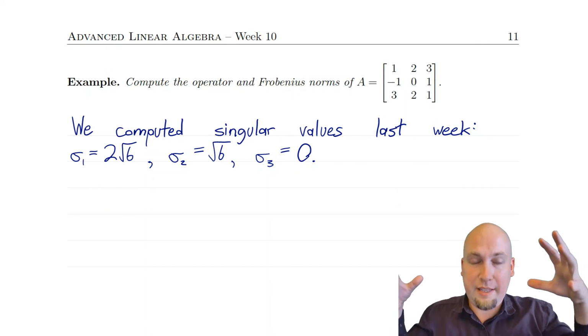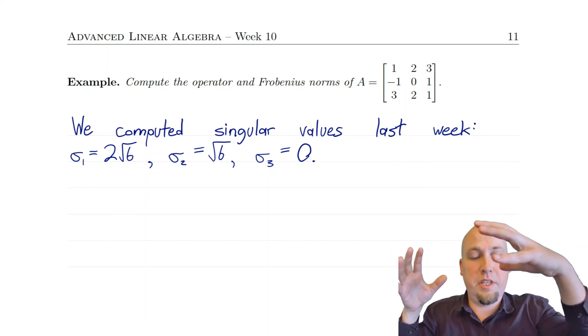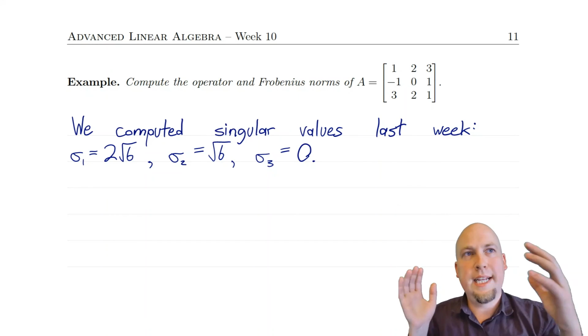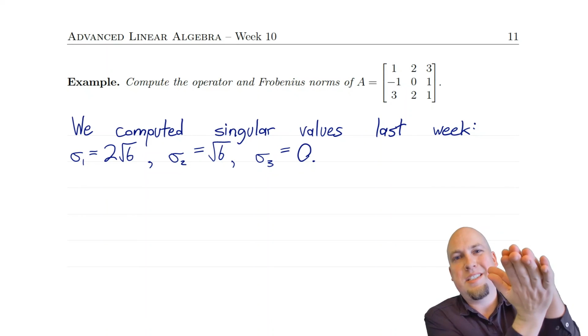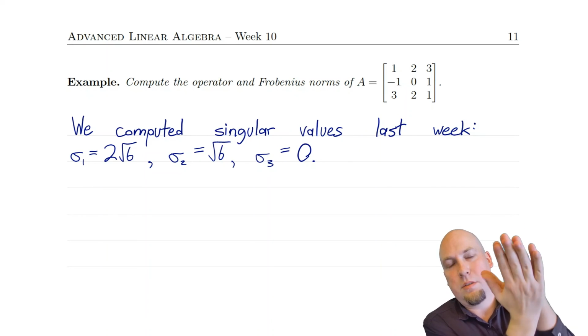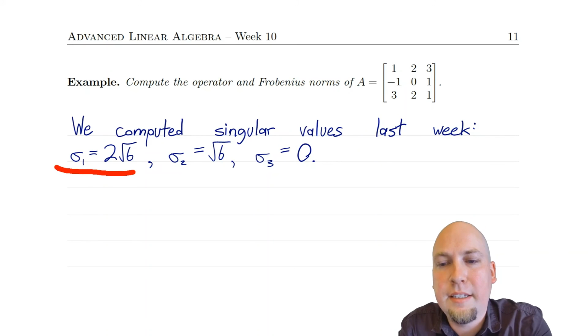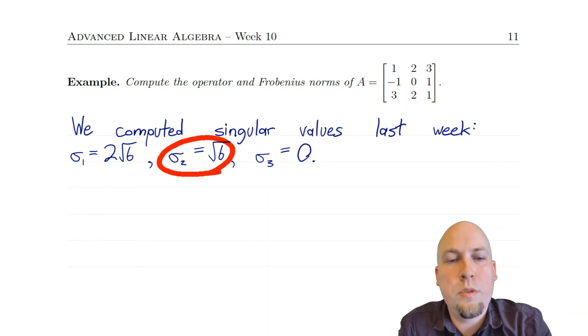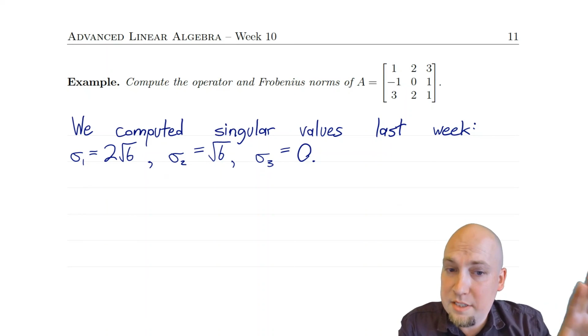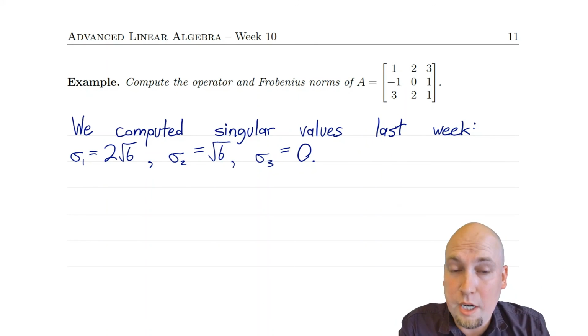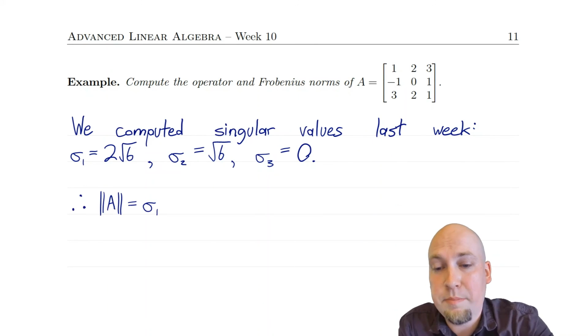This is that 3 by 3 matrix that we saw. It transformed the unit sphere in 3-dimensional space into a squished 2-dimensional ellipse that's just embedded in 3-dimensional space, on an angle. We saw a picture of that in a previous lecture, and we showed that the singular values are 2 root 6, root 6, and 0. So let's use those singular values to compute the operator norm and the Frobenius norm of this matrix now.